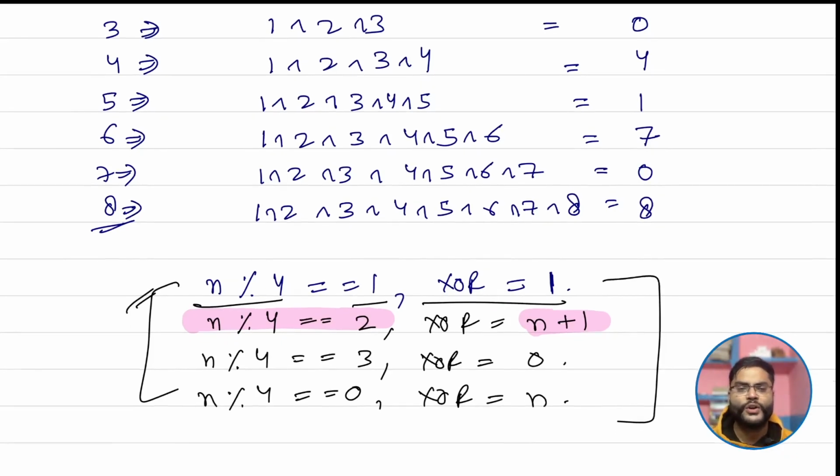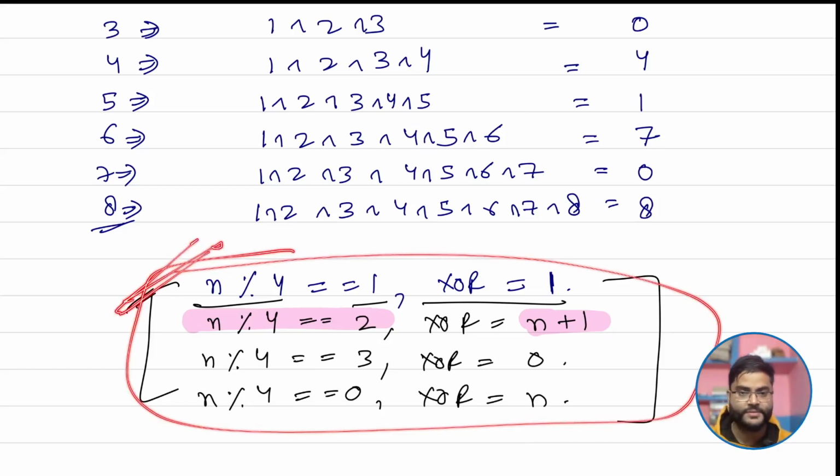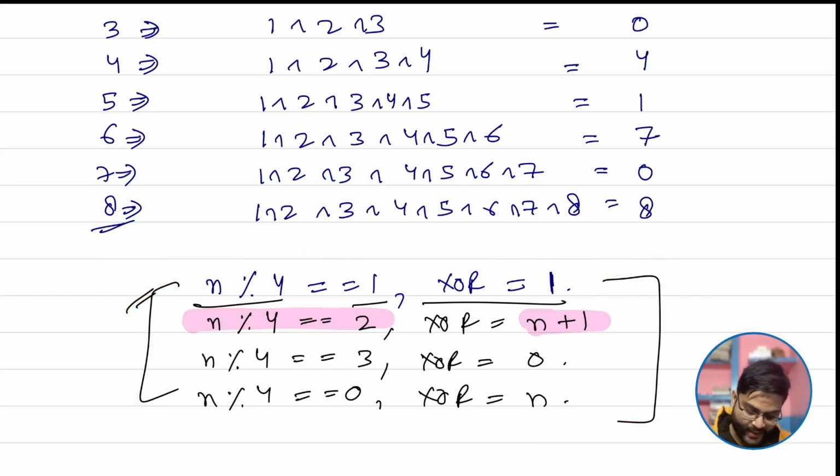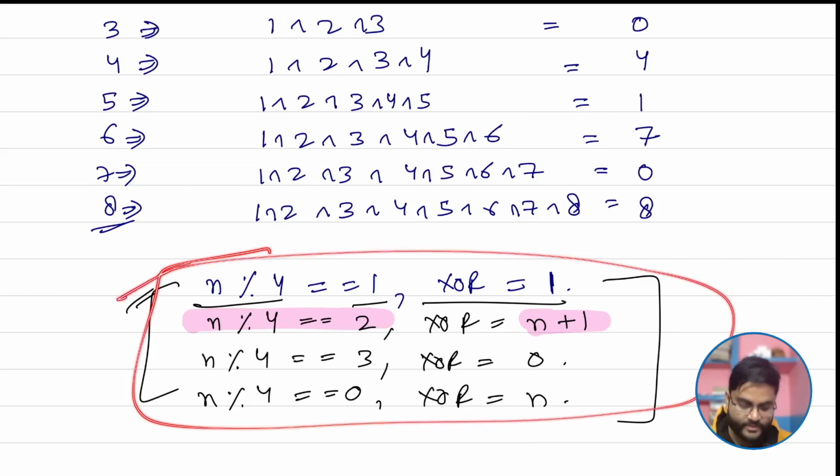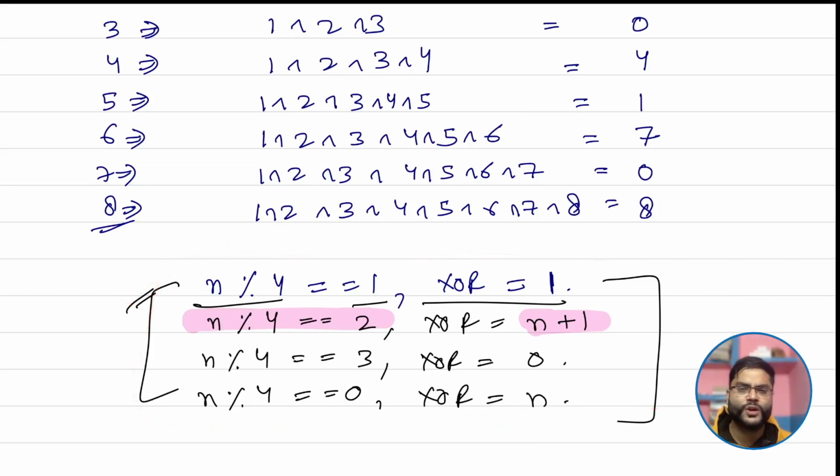So if you need to find the XOR from 1 till n, you don't need to go through the loop. Check for these four conditions. If your n mod 4 is 1, then your XOR will be 1. If n mod 4 is 2, then your XOR will be n plus 1. If n mod 4 is 3, then your XOR will be 0. If n mod 4 is 0, then your XOR will be n. You need to remember these conditions, and using this we can solve another problem.